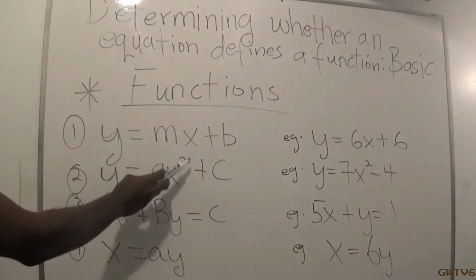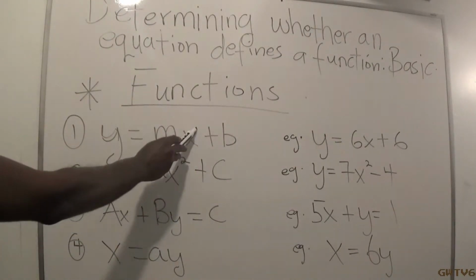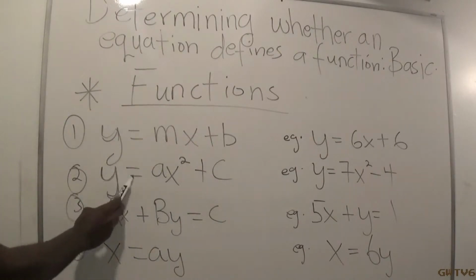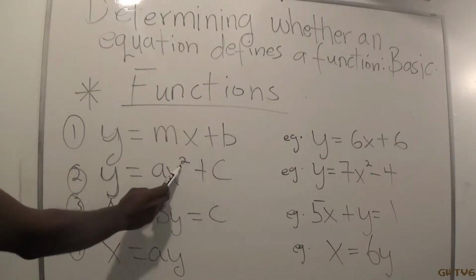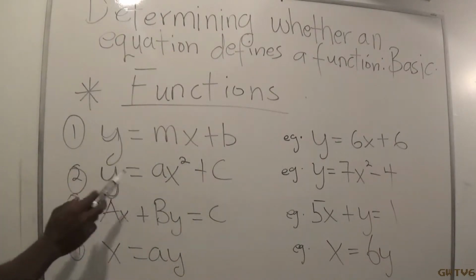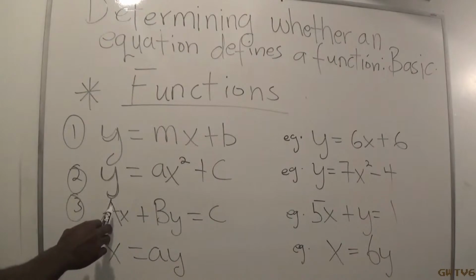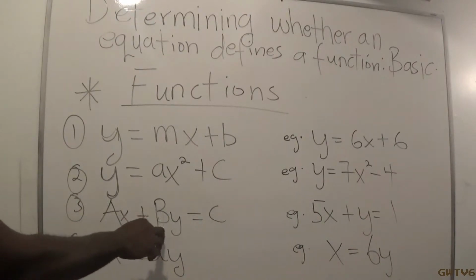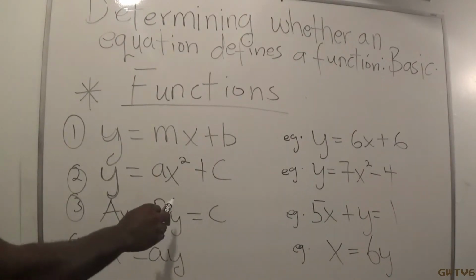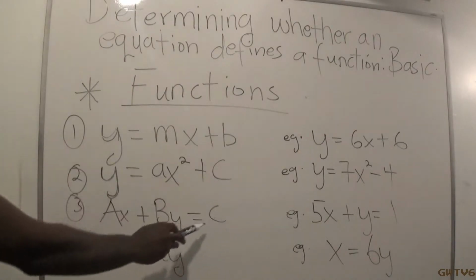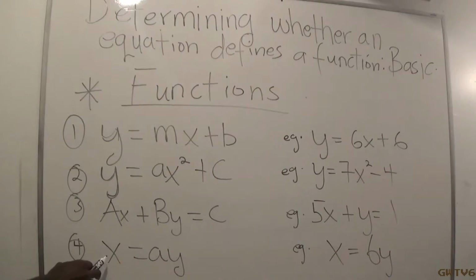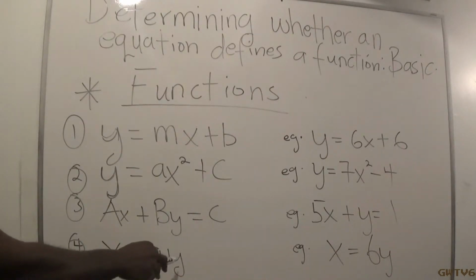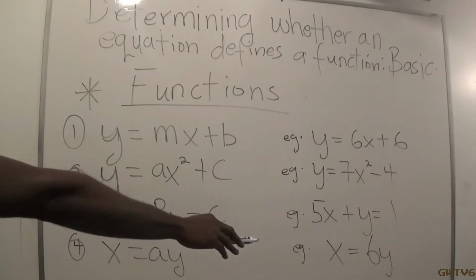So it's the same as this, but the x is squared. It's y equals, same as that. One, x is not squared. The other one, x is squared. It's a function. Or you could see the ax plus by equals c form, like an example over there. That is also a function. Or you just have simply x equals ay. That's an example over there too.